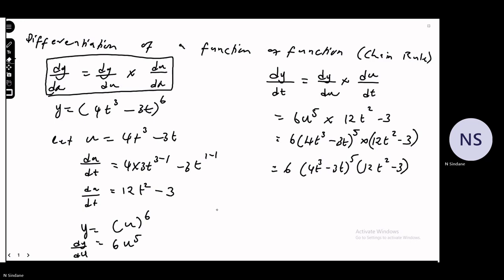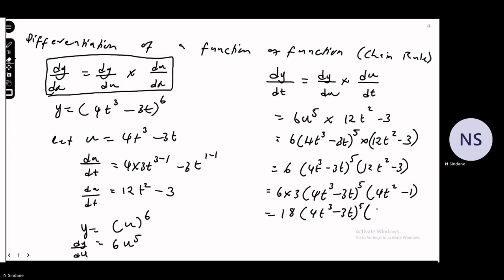If you want to take out a common factor, you can take out a common factor of 3, then it will be 6 multiplied by 3 into (4t cubed minus 3t) to the power 5 into (4t squared minus 1). Then this gives you 18 into (4t cubed minus 3t) to the power 5 into (4t squared minus 1). That is your solution when you're differentiating that question.